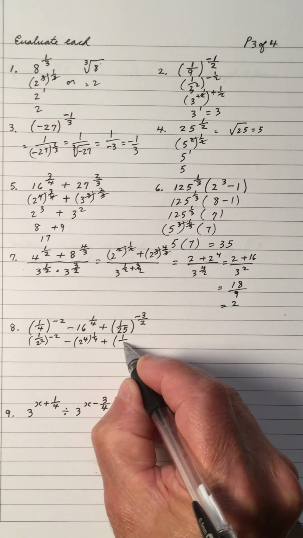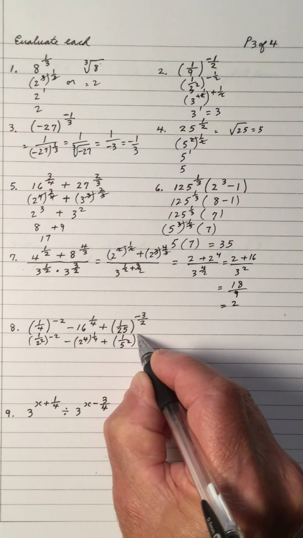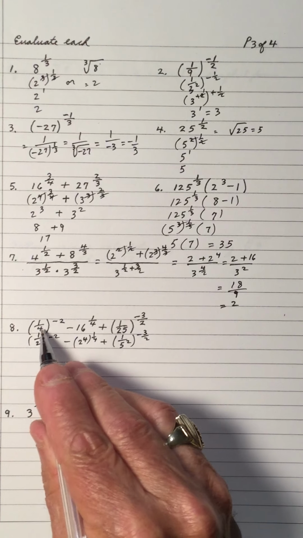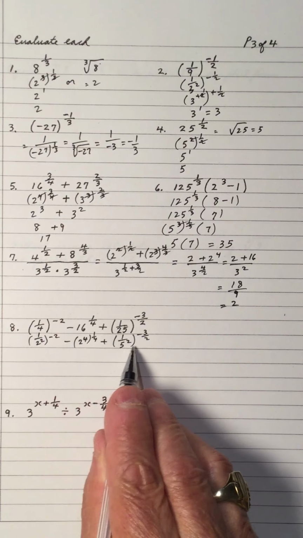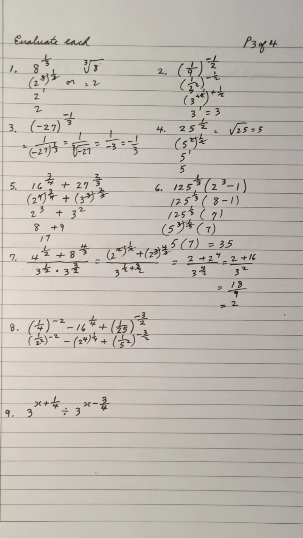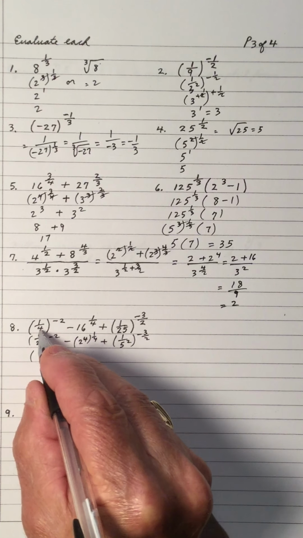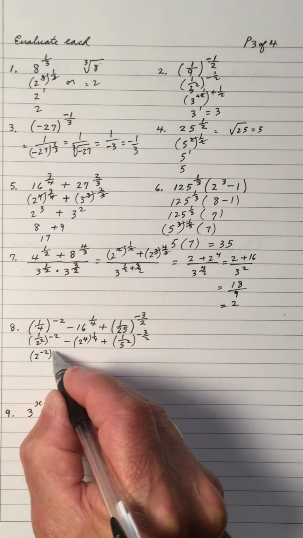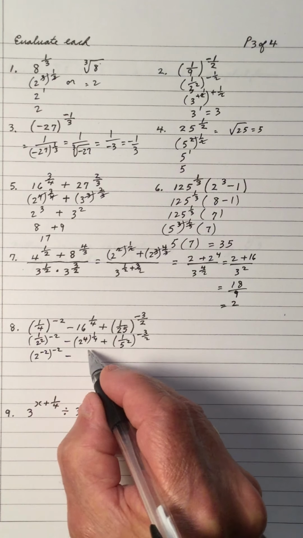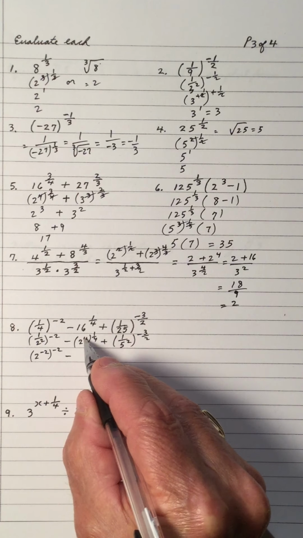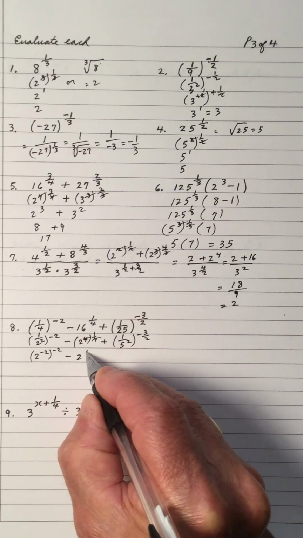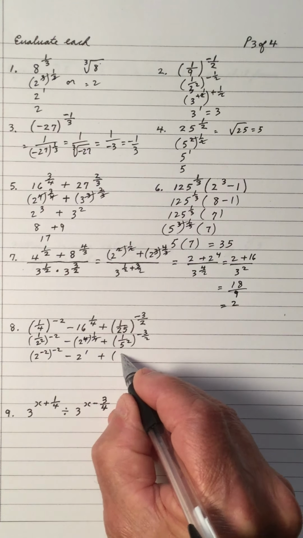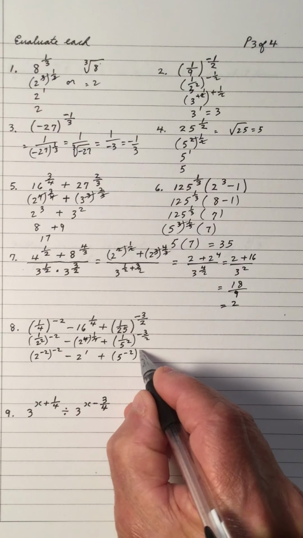1/25 is 1/5 squared. So I simplified each of them. Notice we all have bases of 5 and 2. So 1/4 is 1/2 squared, that's 2 to the -2. And we're multiplying these powers, so the 4's cancel. I get 2 to the 1. And 1/5 squared is 5 to the -2.